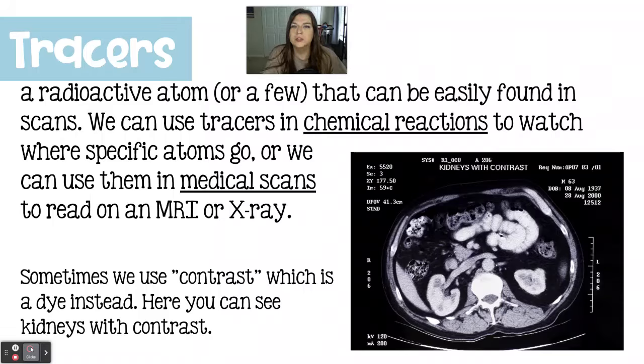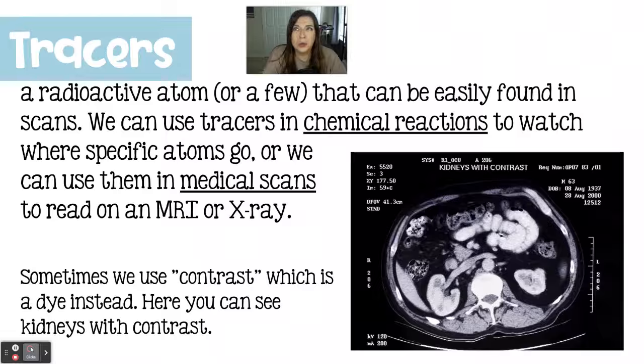When you consume calcium, it goes to your bones to build your bones. When you have proteins, for instance, which contain a lot of nitrogen and phosphorus, those are going to go into the muscles in your body. So depending on the type of tracer, it'll go to different parts of the body. And then a specific type of medical scan is going to be used to find this medical tracer.